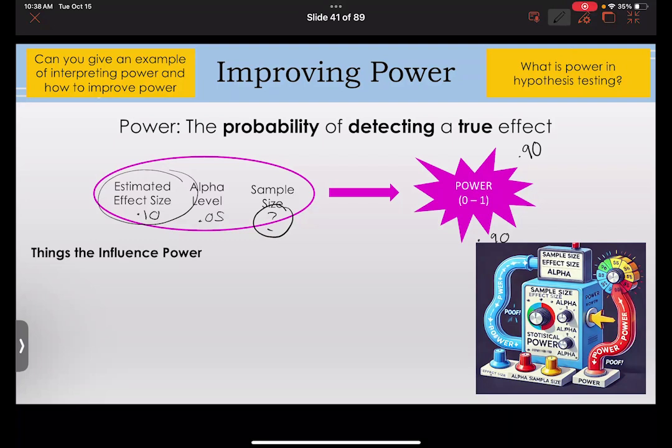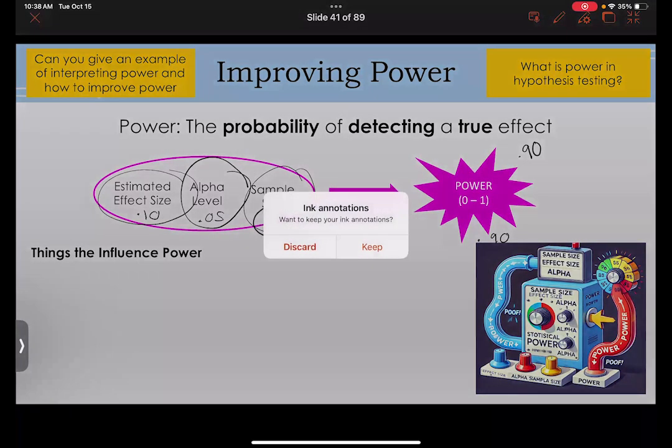Things that influence power. Just remember, this is a priori. So now you can use this piece, right? How do we actually increase our rate of getting an effect? Well, look at the things that go into it and we can answer that question. What do we do to our sample size? Increase it. What do we do to our alpha level? Careful here. Increase alpha level.